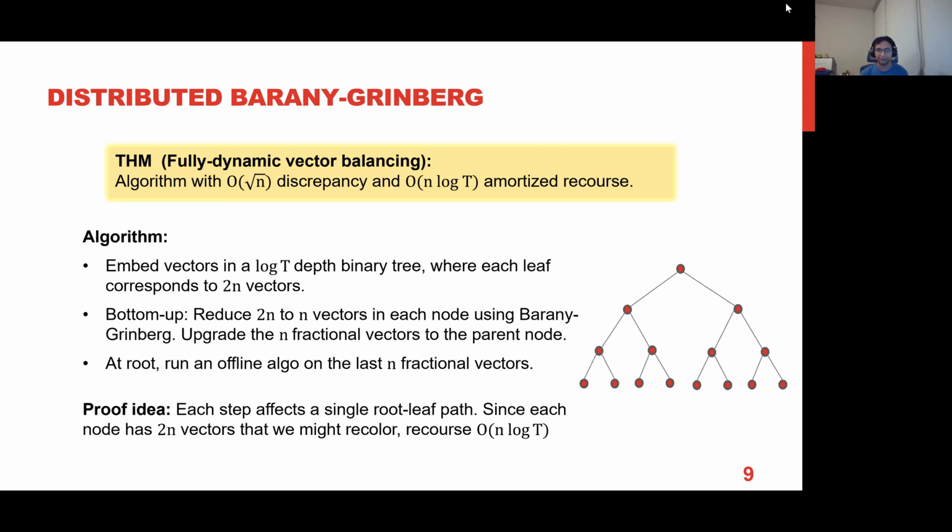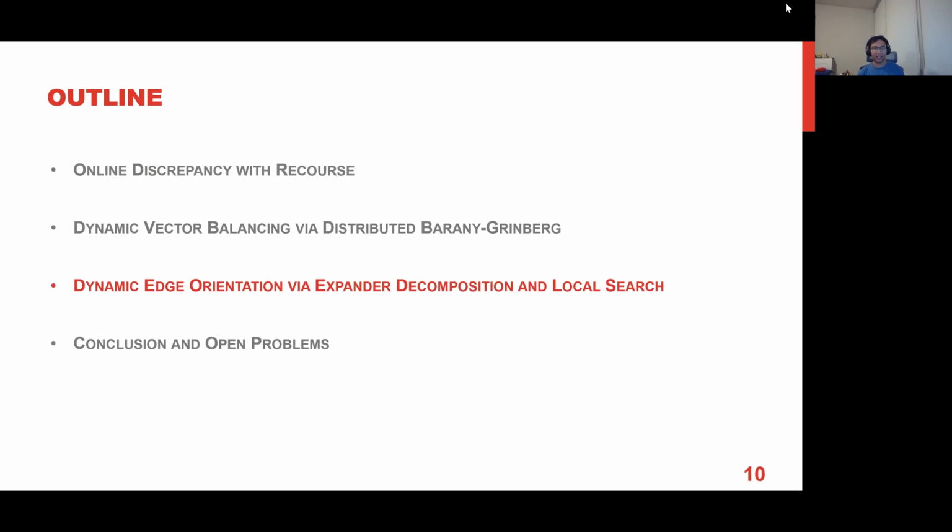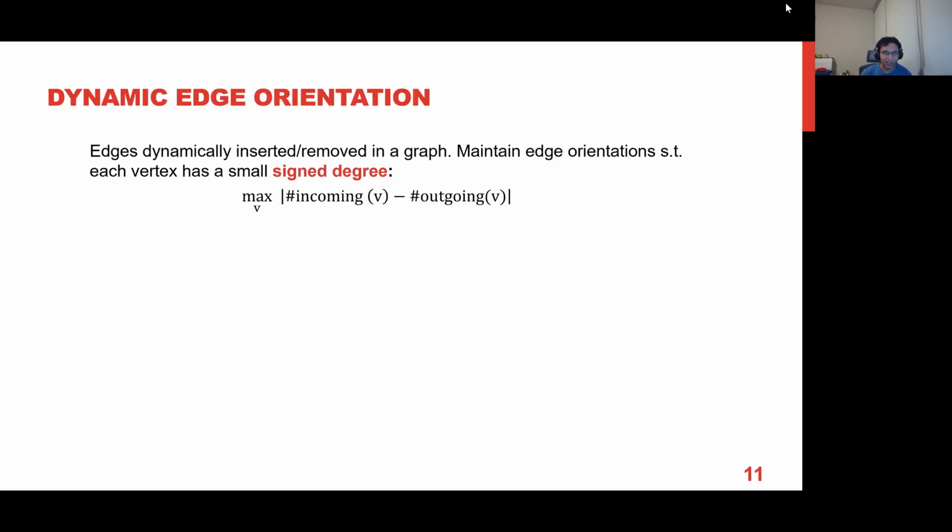So now let me give you a high-level idea of the edge orientation problem, which is the other result that we get. So what's the edge orientation problem? Imagine you're given a graph. You're given n nodes of the graph, but the edges are being dynamically inserted and deleted. Each time an edge is added or deleted, you have to orient the edges. By orient, I mean either point the edge from U to V or V to U, while minimizing the sign degree of each vertex.